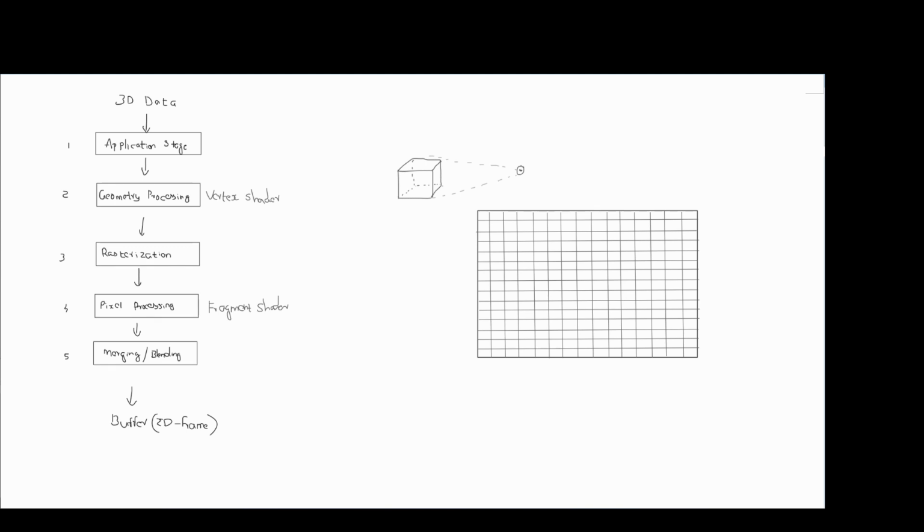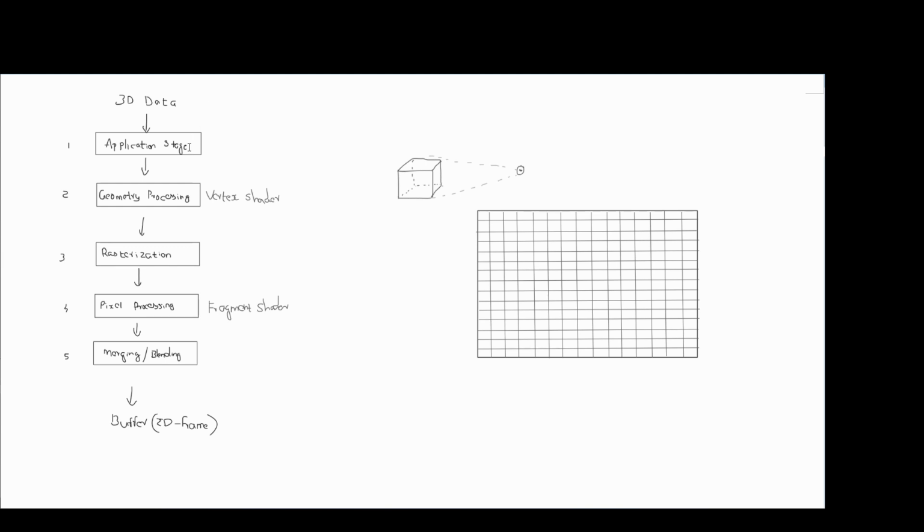smooth real-time experience. So generally, the render pipeline has many stages. There are five core stages. So we have an application stage, geometry processing stage, rasterization, pixel processing, merging and/or blending, then the output, that is a 2D frame. The input is 3D data. The 3D data contains everything inside a scene, like models, structures, everything.